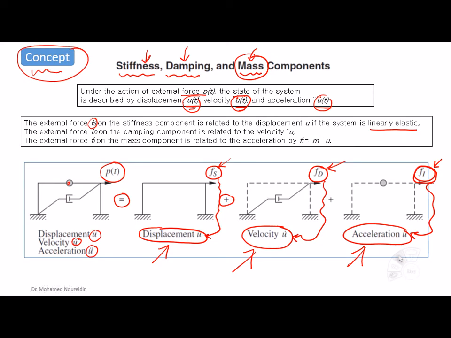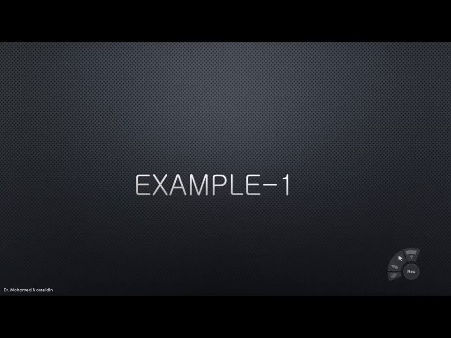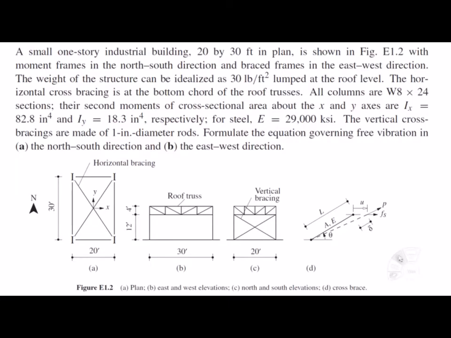Now let's go to example number 1, and let's see how we are going to solve and deal with it. Let's read the example first and try to understand more about it. First of all, we have a small one-story industrial building.